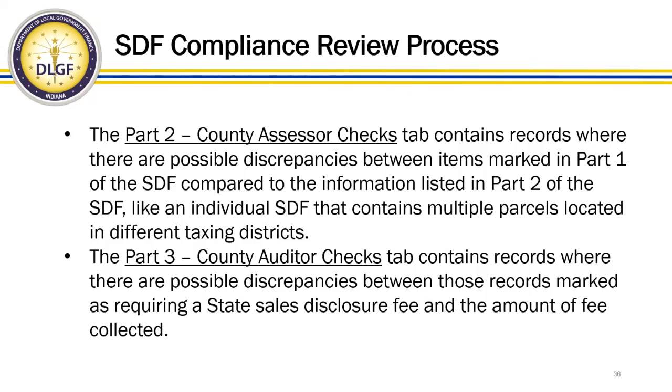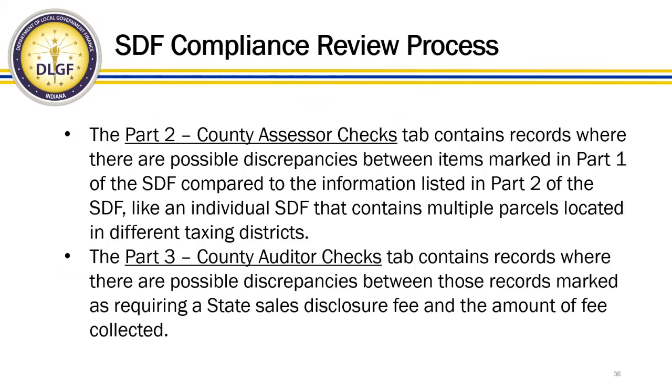So Part 1 of the SDF is the portion of the sales disclosure form that's completed by the preparer. It's kind of the front end facing part of the form. And then Part 2 is the portion of the SDF on the top of page 4 that the county assessor fills out when they're reviewing and validating the information. So we're going to look for discrepancies that might exist between information in Part 1 versus Part 2.